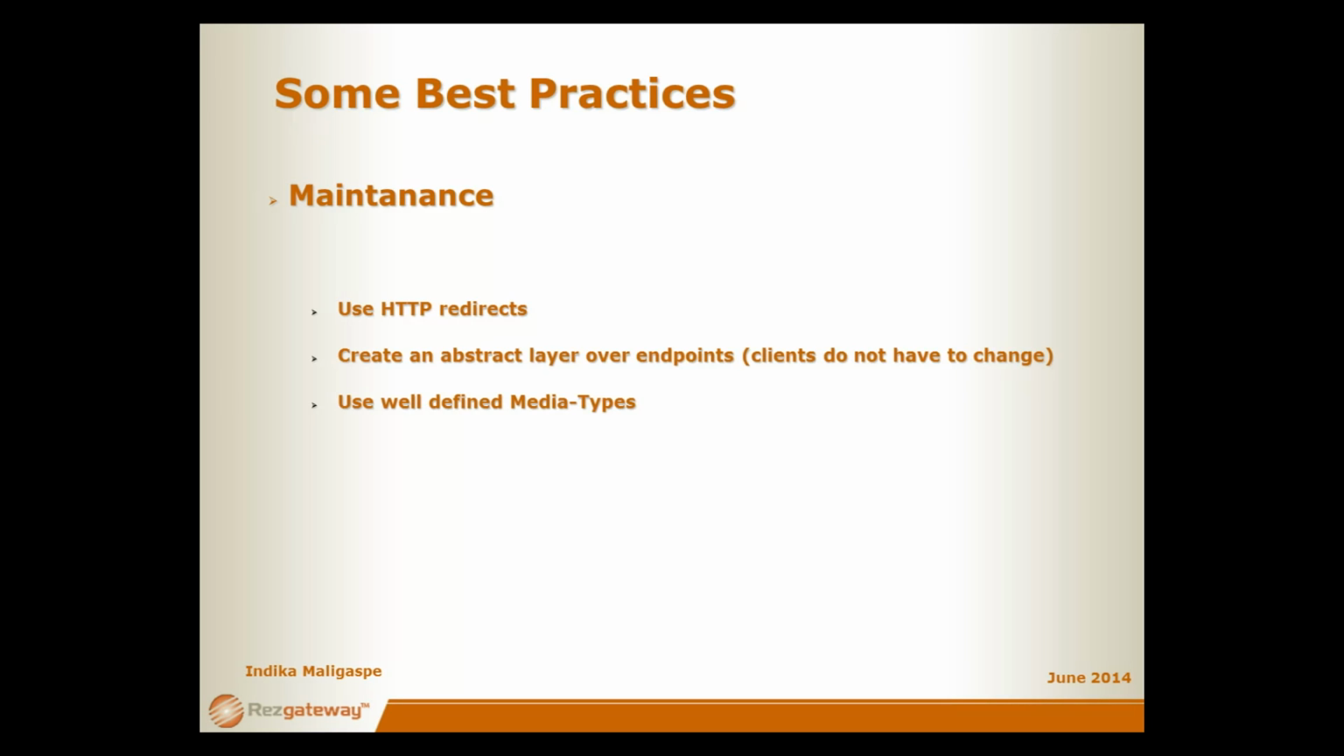And also you can use HTTP redirects. For example, if you're going from v1 to v2, don't have the clients changing to v2 until they are ready. You can just redirect all the clients who are coming to v1 to v2 by using HTTP redirects. And also use well-defined media types, which we mentioned when we talked about the URIs, where without saying v1, v2, v3 in the URI, try to use them in the request headers.